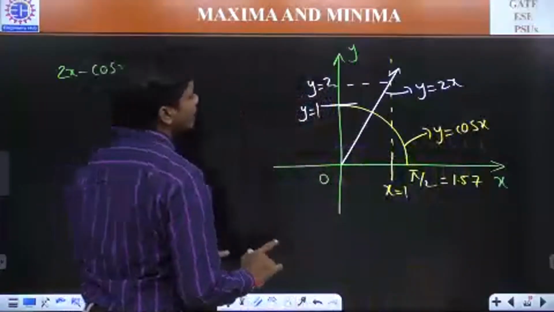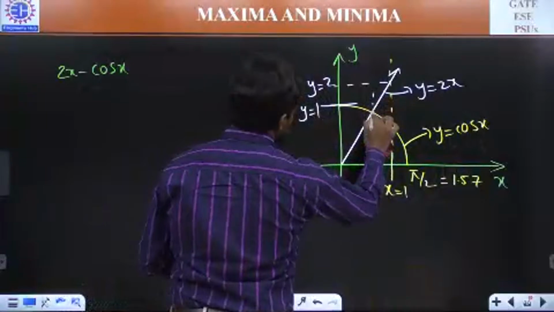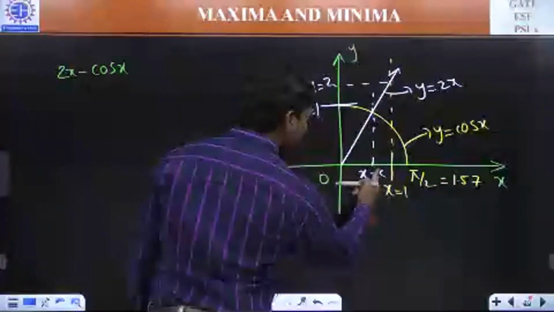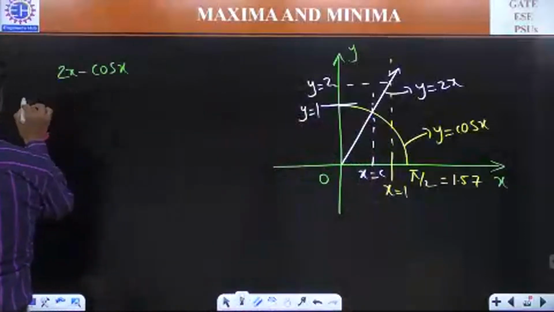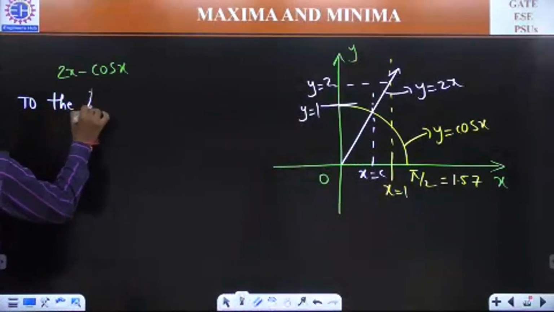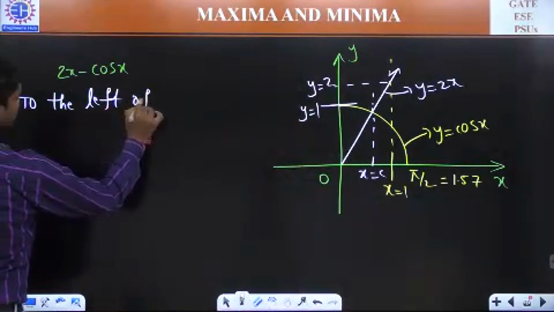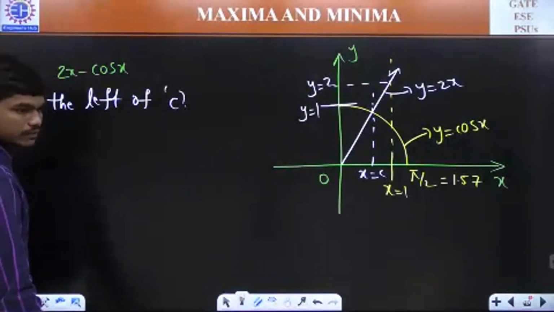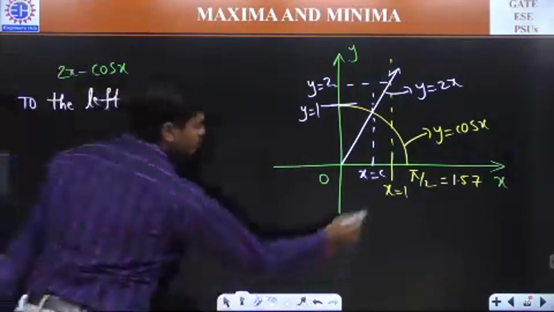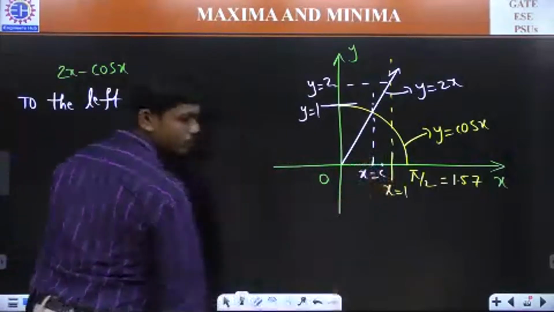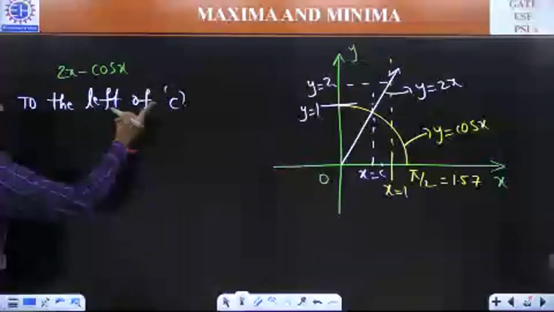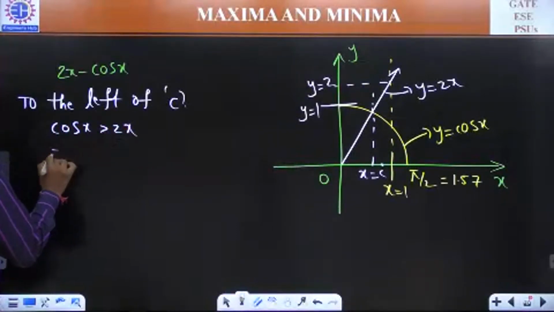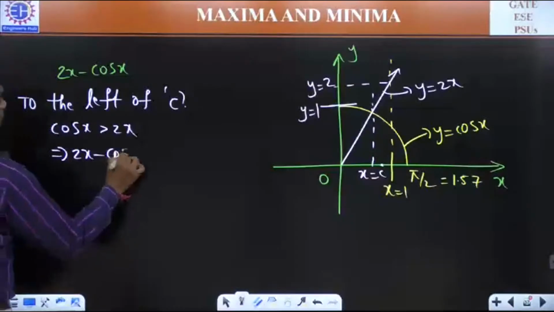Now if you see, these two intersect at some point. I don't bother what that point is, but if I call this C, to the left of C, by putting x is equal to 0, we get a negative value. Then by putting something in between, we'll get a positive value. By putting a point left of C, you can feel cos x is greater than 2x, which means 2x minus cos x will be negative.